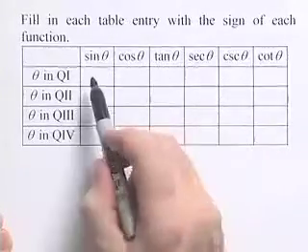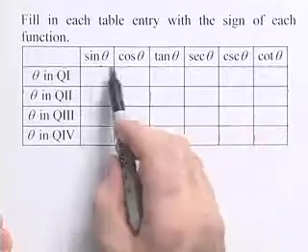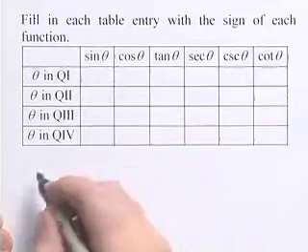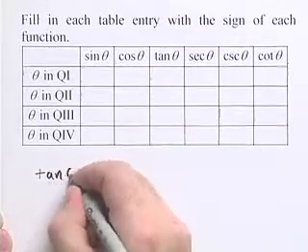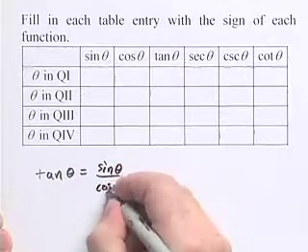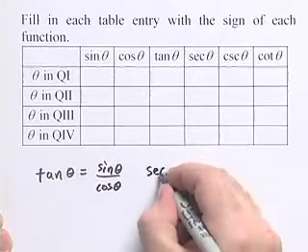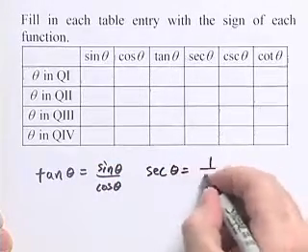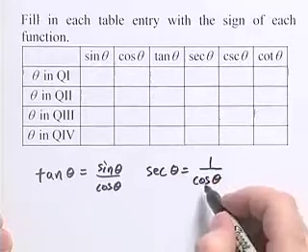Really, to fill in this table, we really only need to worry about sine and cosine. These other 4 trig functions are all related to the sine and the cosine. And so we're going to review that by writing them down below. The tangent of theta is equal to the sine of theta divided by cosine theta. Secant of theta is equal to 1 over cosine theta. So it's going to have the same sign as the cosine.